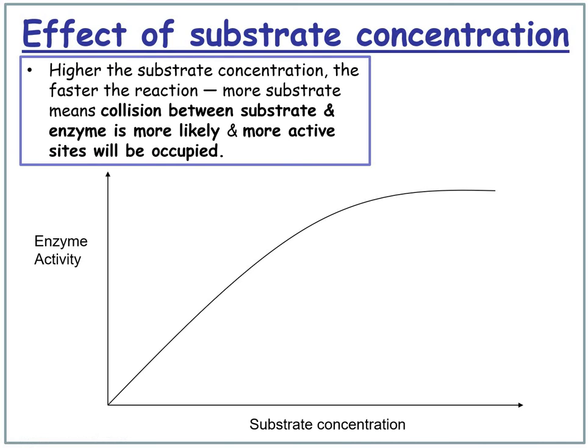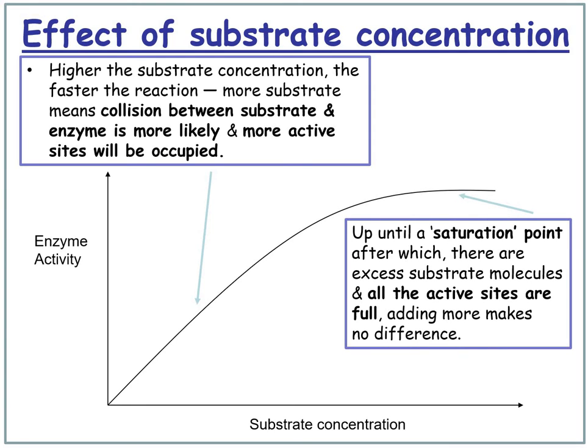Okay, so now looking at explaining why. The higher the substrate concentration, the faster the reaction from here to here, because more substrate means collisions between substrate and enzyme are more likely and more active sites will be occupied.